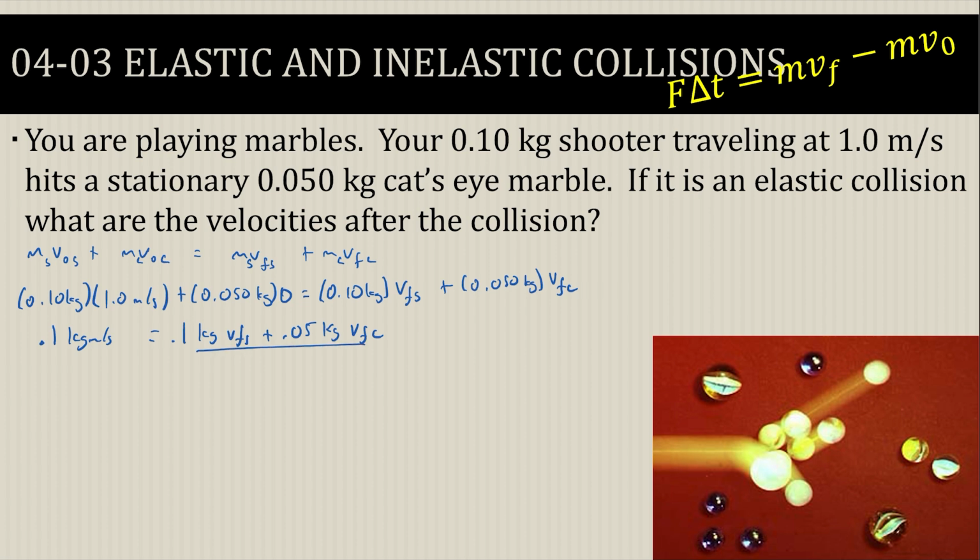I think I'm going to divide both sides by the 0.05 kilograms. And I'll end up then with 2 meters per second equals 2 kg VFS plus 1 VFC. So then, if I subtract, I can solve for the VFC. Why would I want to do that? Well, I have two variables, so I think I'm going to have a system of equations.